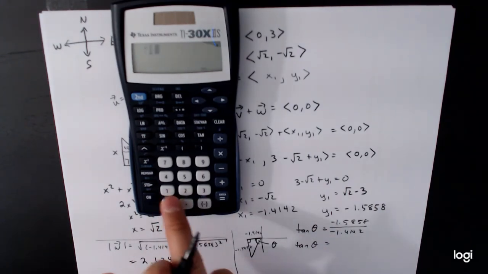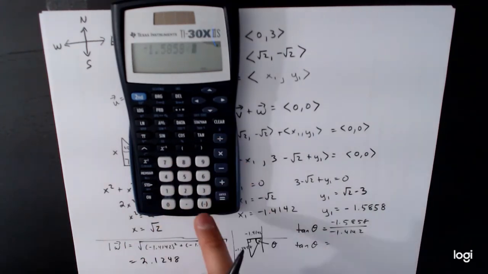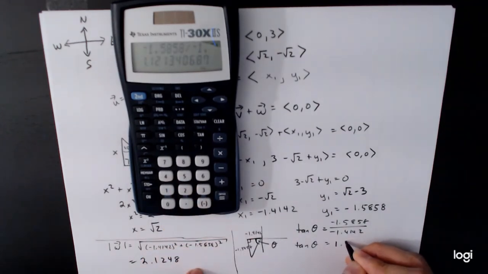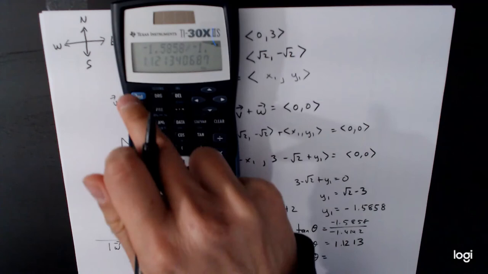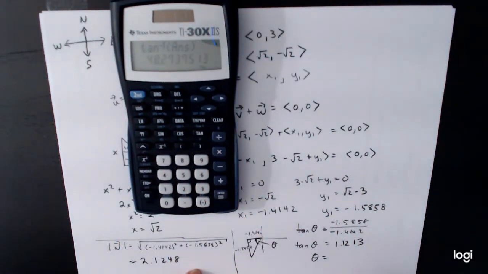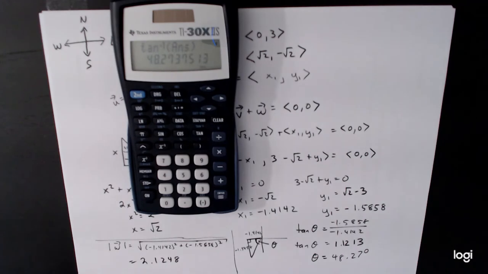So negative 1.5858 divided by negative 1.4142 is 1.1213. Theta is the inverse tangent of that, so the inverse tangent of the answer we just got is going to be 48.27 degrees. Now 48.27 degrees by itself doesn't actually say a direction. We have to describe our direction a little bit more carefully.